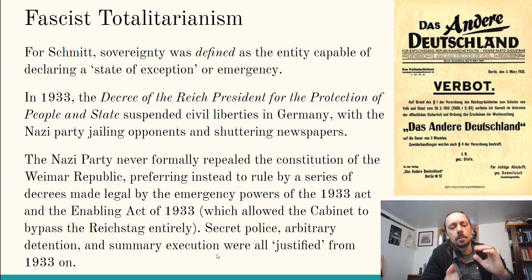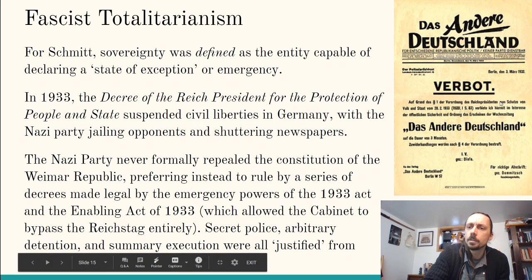So if you look at the kind of political development of the fascist state in Germany, it's something similar happening in Italy. By 1933, we have the Decree of the Reich President for the Protection of People and State. We have a suspension of civil liberties in Germany. We have the Nazi Party jailing its opponents, closing newspapers. Here we have a newspaper, Das andere Deutschland. Its last issue announced that it was now a forbidden newspaper. It was verboten.